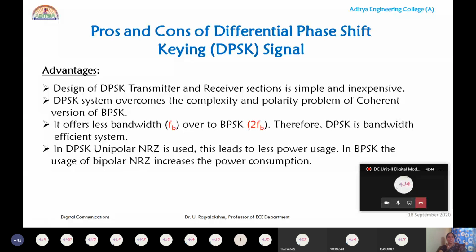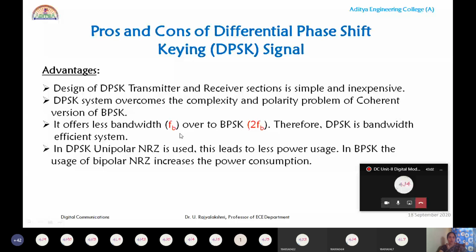And also, once it is bipolar, our square law detector cannot detect the polarity at the receiver section. So this complexity and polarity problem of the coherent version can be eliminated by using differential phase shift keying.